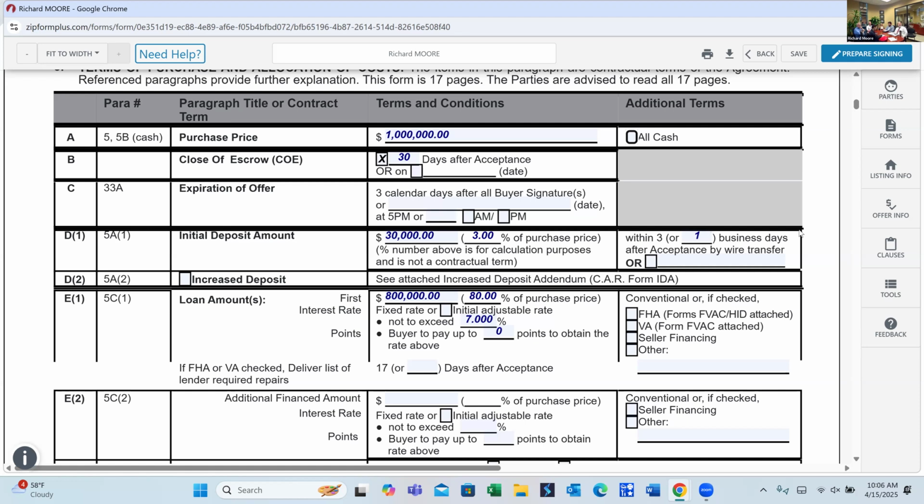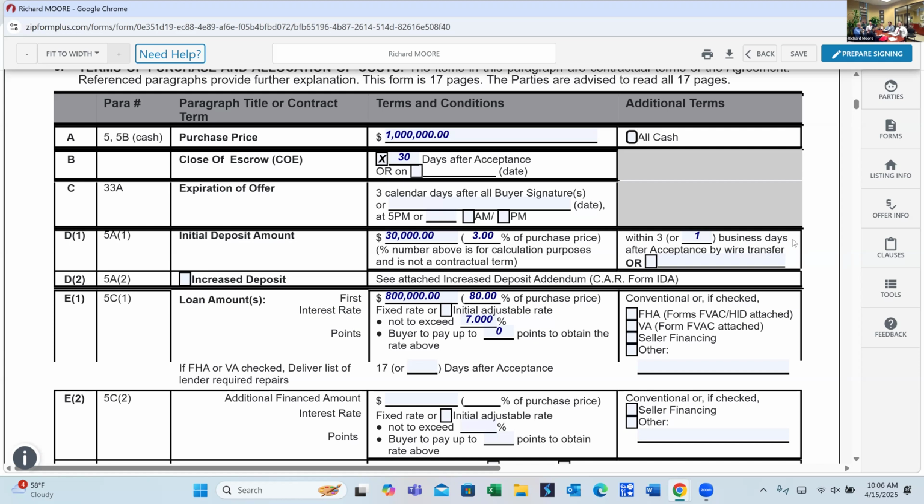And there's a difference, because if we were to increase the purchase price to $2 million, the loan amount is going to adjust. And so that is something that will adjust on a percentage basis or per round basis. And then to the right, this is the only aspect in which we're talking about business days in a purchase contract. It states within 3, and I've changed it to 1 business day after acceptance by wire transfer. So we're talking about the initial deposit.